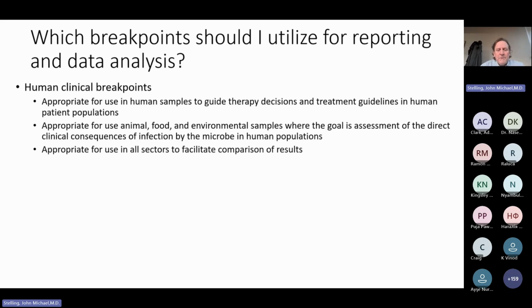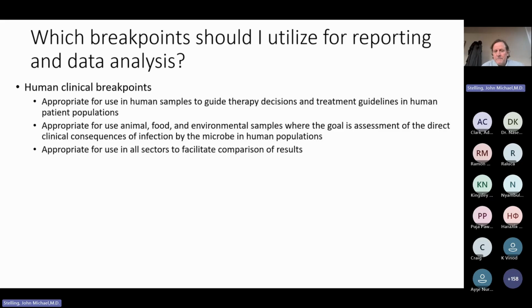So when should we use human clinical breakpoints? Well, obviously, if you're working with human samples and diseased humans or getting data from healthy humans to make treatment guidelines for sick humans, using the human clinical breakpoints makes perfect sense, obviously. The large majority, over 99% of data around the world, are presented with human breakpoints. In the human setting, but also in the animal setting, it's very common to use the human breakpoints, and I'll comment further why.